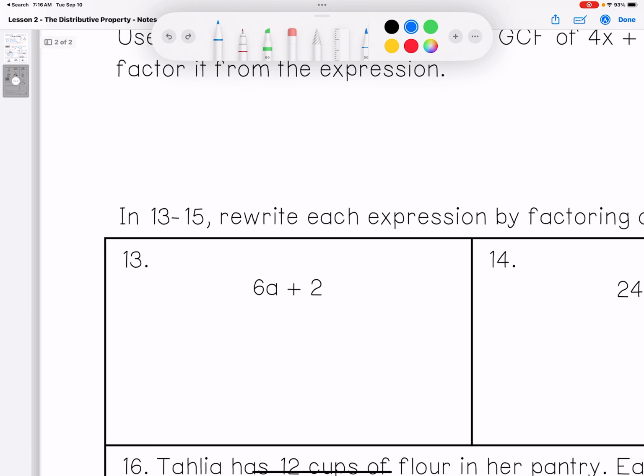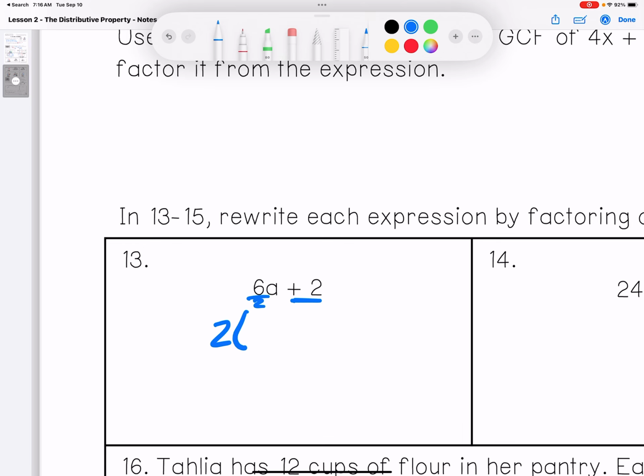13. In 13 through 15, write each expression by factoring out the greatest common factor. Well, right here, the greatest common factor is 2. How do I know it's 2? Because 2 will go into 2 one time, okay? So I'm going to take out a 2, so I'm going to write 2 outside of the parentheses, okay?